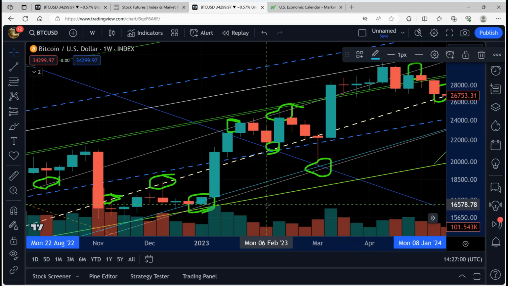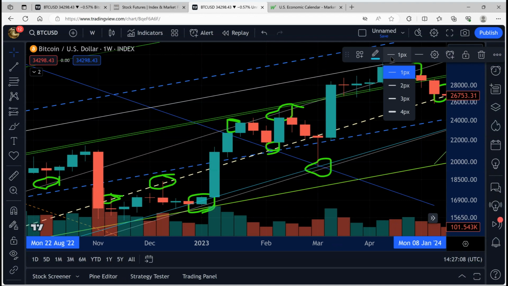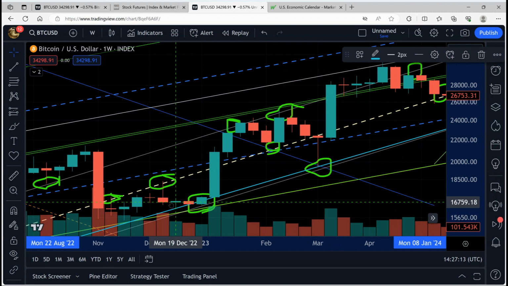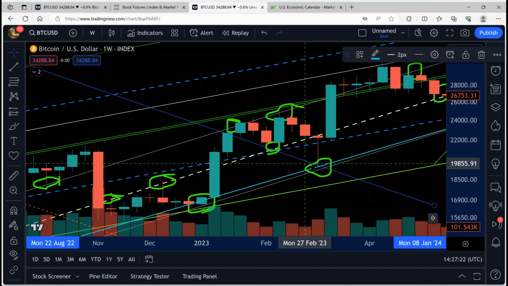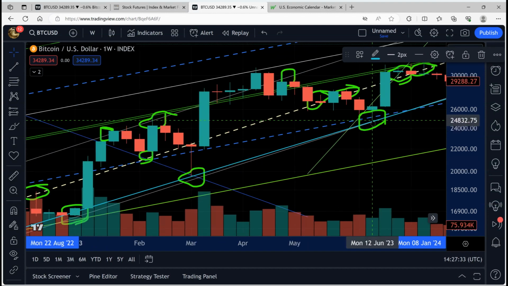We're looking at the Bitcoin US dollar index on the weekly time frame. And I want to point out this green line. Let's make it a little bit bigger. So that green line here on the weekly chart touches the wick of this candle on December 19th, 2022, the wick of this candle on the week of March 6, 2023, and the wick of this weekly candle on June 12th, 2023.